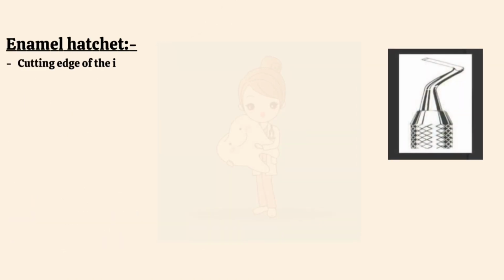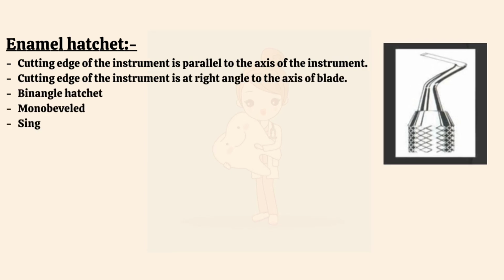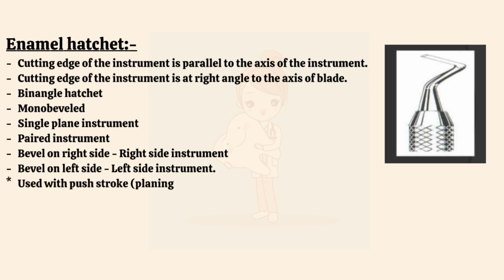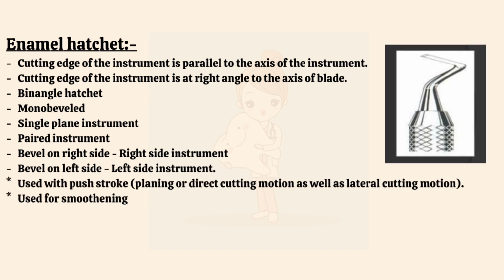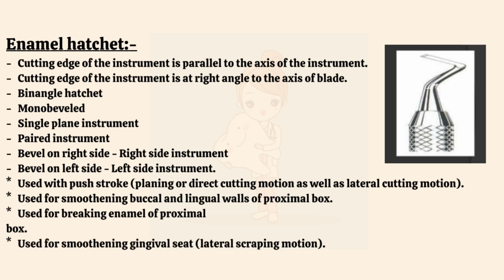Enamel hatchet. Cutting edge of the instrument is parallel to the axis of the instrument. Cutting edge of the instrument is at right angle to the axis of blade. Bi-angle hatchet. Mono-beveled. Single plane instrument. Paired instrument: bevel on right side instrument, bevel on left side instrument. Used with push stroke, planing or direct cutting motion as well as lateral cutting motion.